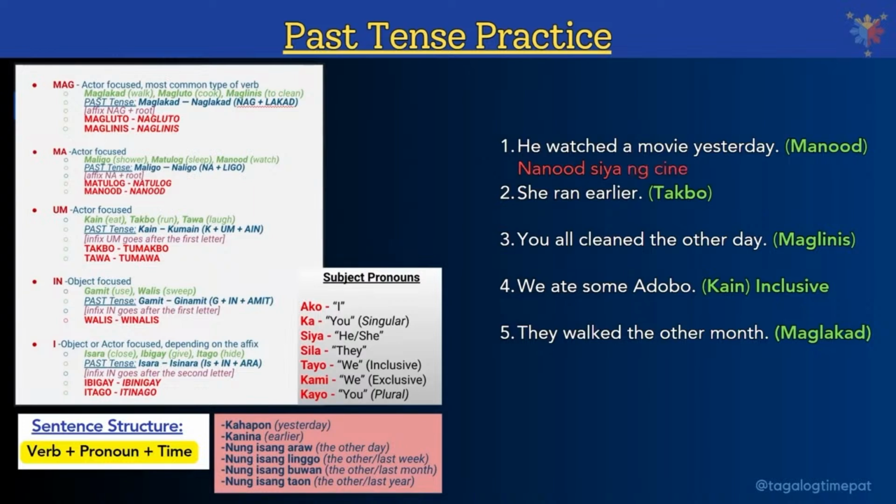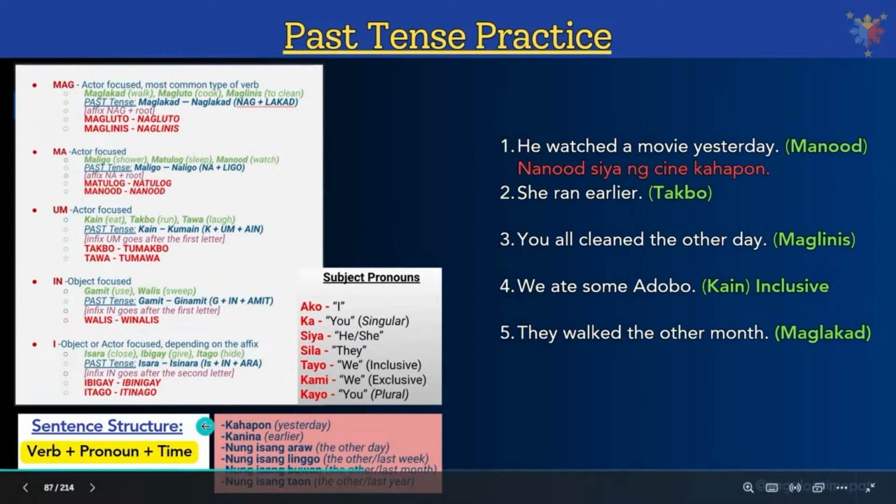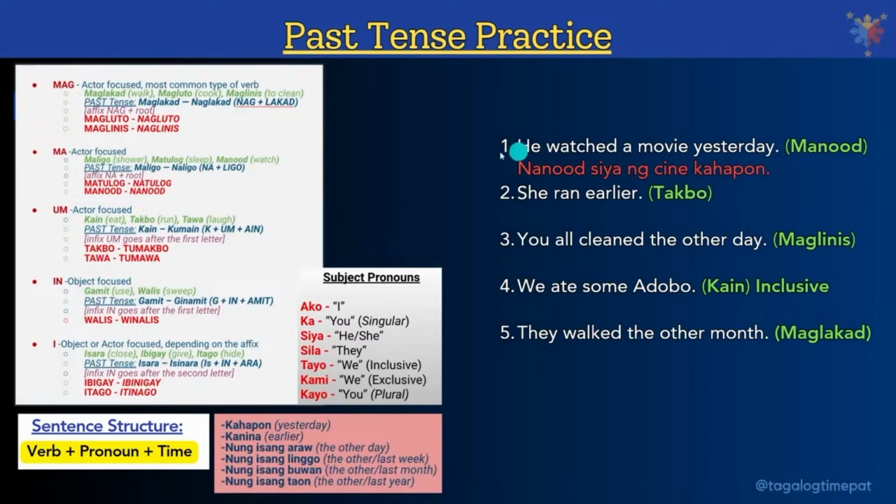Ng sine, a movie, kahapon, yesterday. So in our sentence structure, I didn't point out where an object would go. It would go before the time. So nanood siya ng sine kahapon. He watched a movie yesterday. Nanood siya ng sine kahapon.